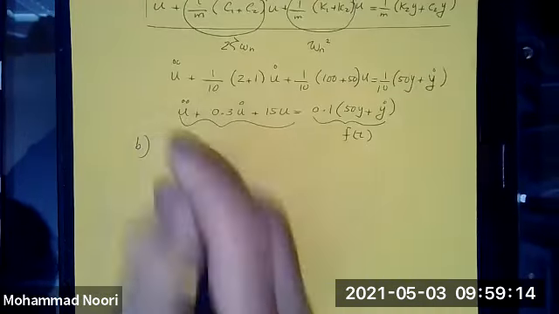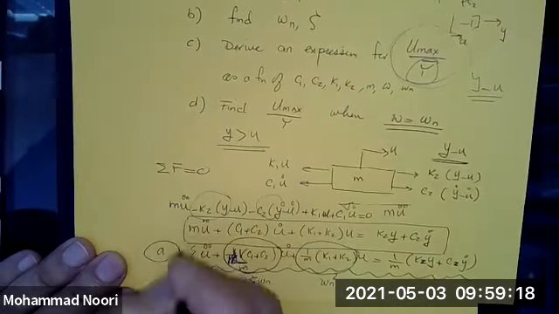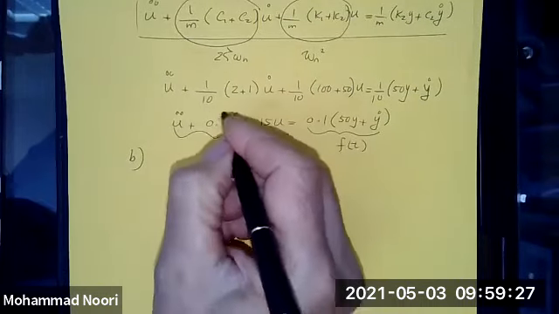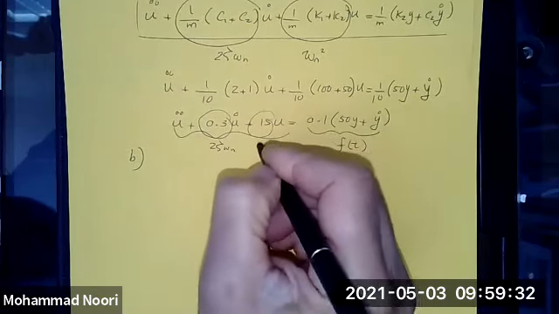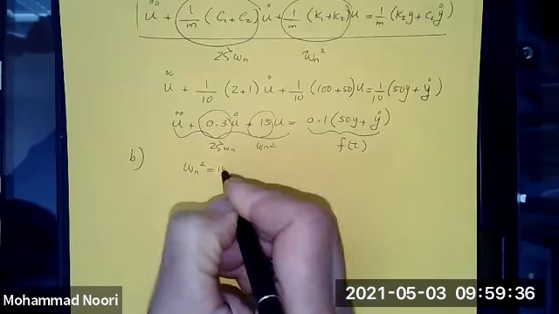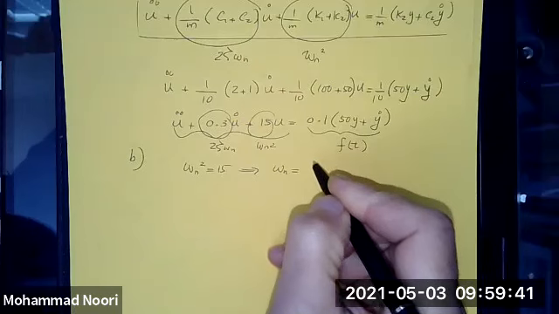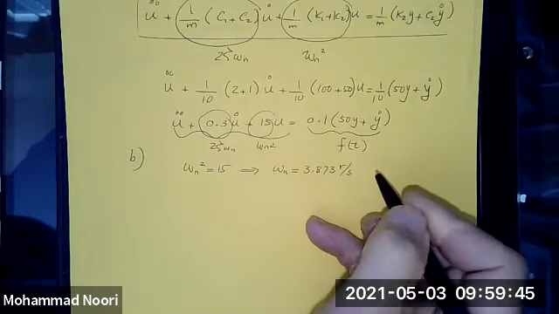So what we did so far was part A. Part B is asking you to find the natural frequency and the damping ratio. So you look at this equation. This is 2 zeta omega n. This is omega n squared. So omega n squared is 15. That means omega n comes out to be 3.873 radians per second.